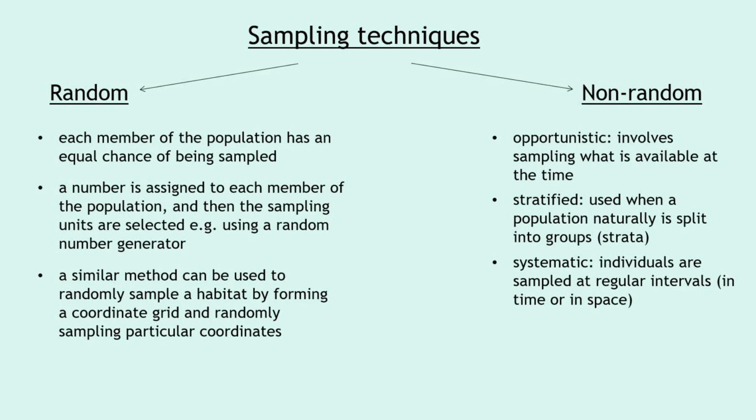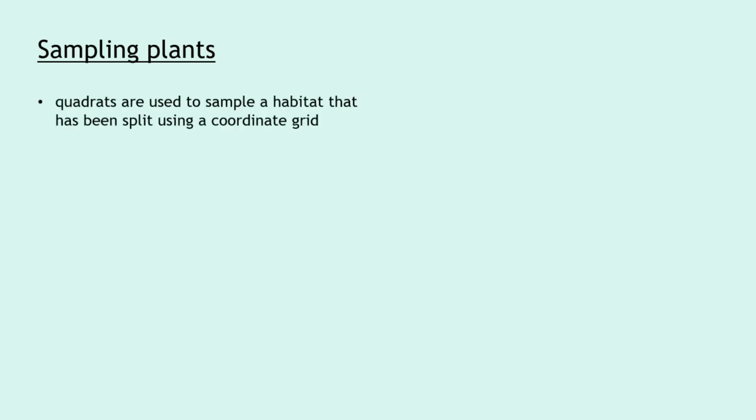Okay, so now let's have a look at what kind of techniques and apparatus we can use when we go out to do ecology fieldwork. First of all, let's have a look at how we sample plants. So we mentioned quadrats, and these are used to sample a habitat that you have already split into a coordinate grid. At GCSE, you kind of just said, well, you can randomly throw the quadrat. That, after all, isn't random. So instead, you have to use this coordinate grid.